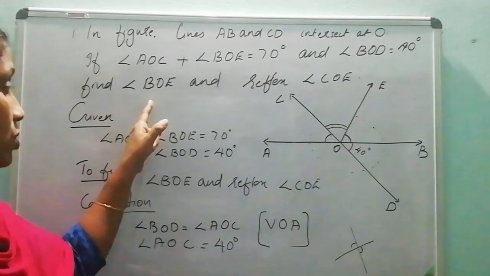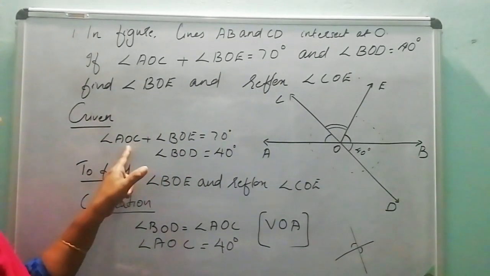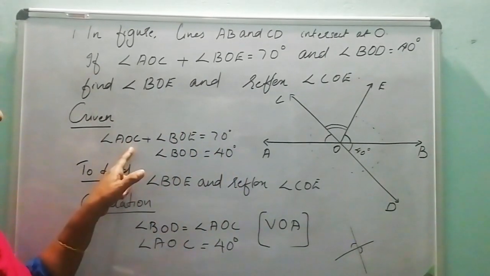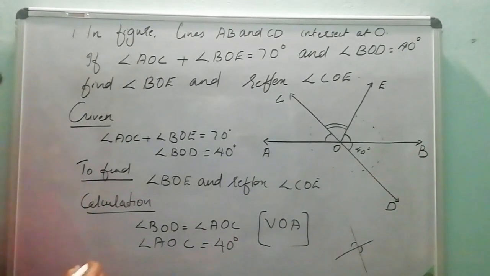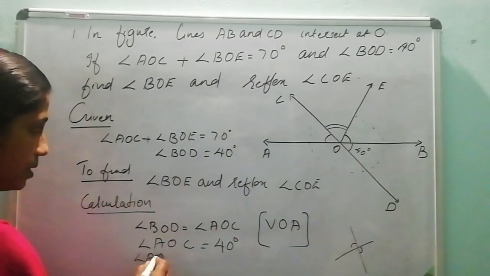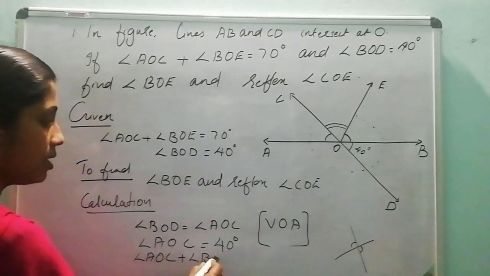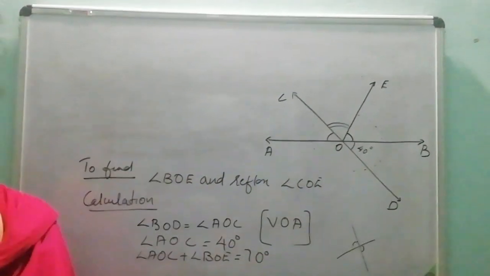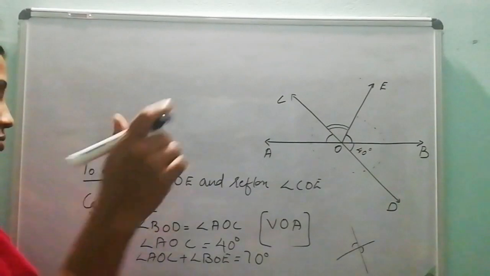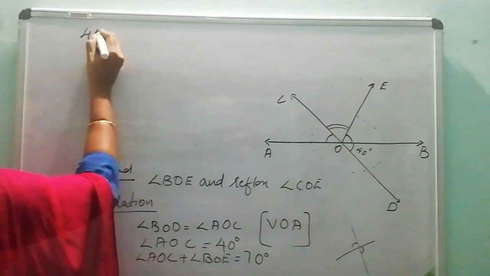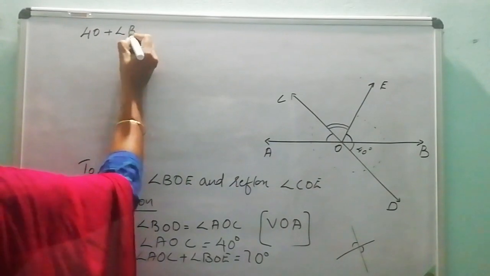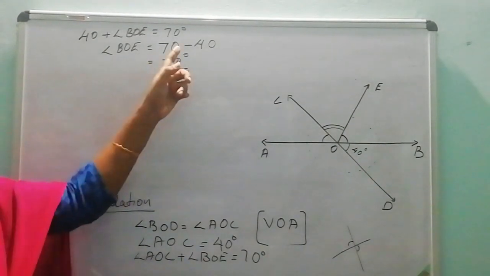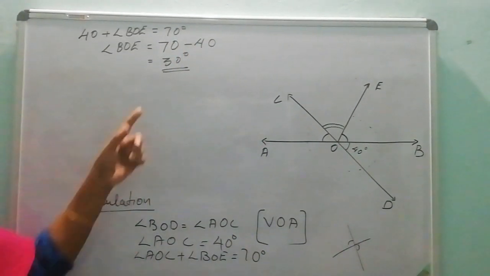So what do you have to find? First you have to find angle BOE. It is given angle AOC plus angle BOE is equal to 70 degree. So by substituting the value of angle AOC here, we will get angle BOE. Substitute the value of angle AOC, that is 40. That is 40 plus angle BOE is equal to 70 degree. BOE is equal to 70 minus 40, that is 30 degree. So the first answer we got.